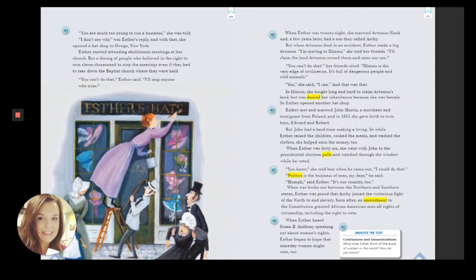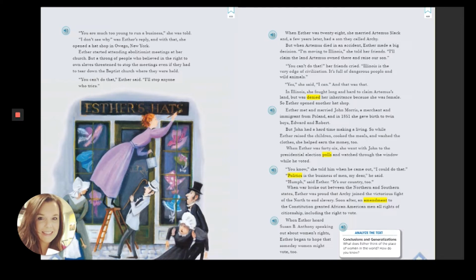Esther met and married John Morris, a merchant and immigrant from Poland, and in 1851 she gave birth to twin boys, Edward and Robert. But John had a hard time making a living, so while Esther raised the children, cooked the meals, and washed the clothes, she helped earn the money too.